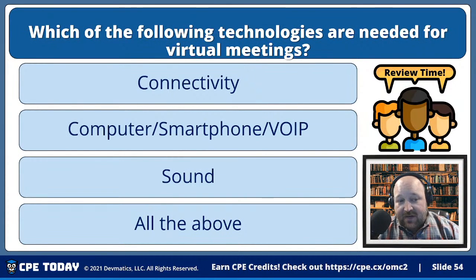Third question, which of the following technologies are needed for virtual meetings? Okay, connectivity. Yep, if you can't get online, you really can't meet with folks. So probably being online would be best. A computer, smartphone, or VoIP connection. Yep, you're probably going to need one, if not multiple of those, but hopefully just a computer or a smartphone.